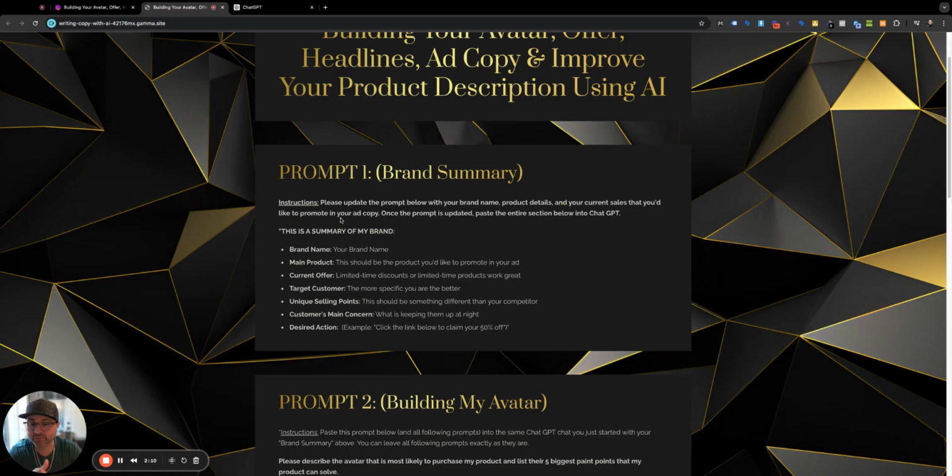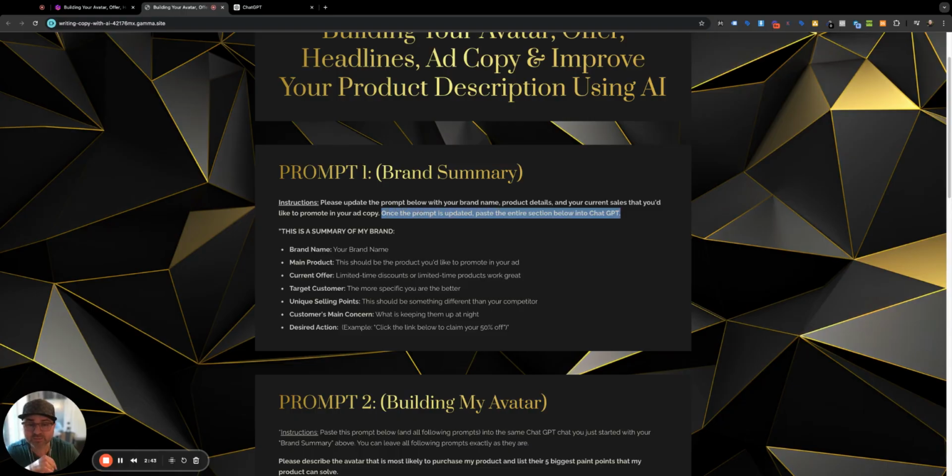So again, please update the prompt below with your brand, product detail, and your current sale that you'd like to promote in your ad copy. And that sale doesn't actually have to be a sale. It can literally be whatever you want to promote to entice people to take action. Maybe if you do roofs or a service-based business, it's a free estimate. If you're a gym, it's a free workout. If you're a product, maybe it's 20% off or buy two, get one free, whatever it is. Okay, cool. So this is what we are sending back.